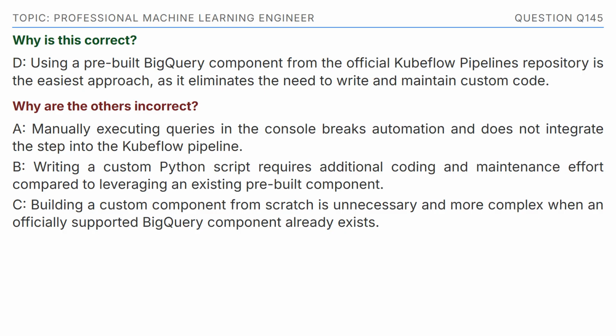Why are the others incorrect? A. Manually executing queries in the console breaks automation and does not integrate the step into the Kubeflow pipeline. B. Writing a custom Python script requires additional coding and maintenance effort compared to leveraging an existing pre-built component. C. Building a custom component from scratch is unnecessary and more complex when an officially supported BigQuery component already exists.